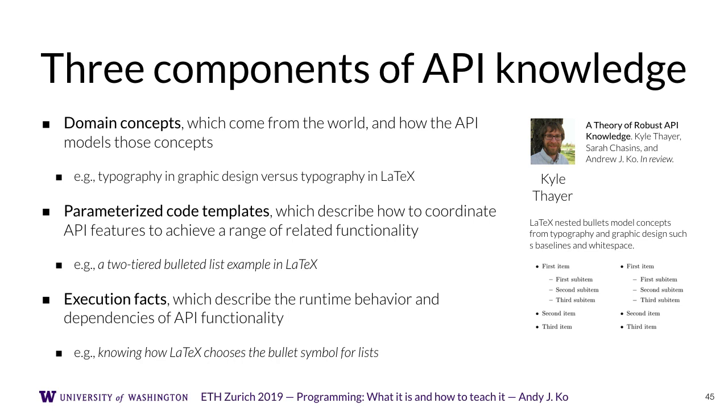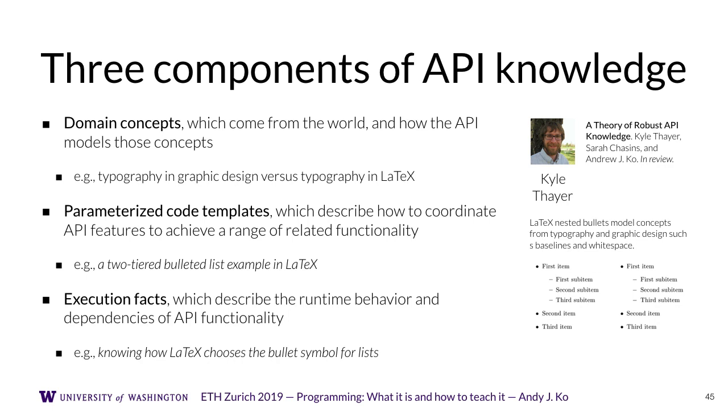So like the bullets that I'm showing on the right side of this slide, there's some notion of these bullets and dashes and white space and indentation, but LaTeX has certain ways of talking about all of those. To know an API robustly, you have to know both of those concepts. And the second kind of knowledge here is parameterized code templates.